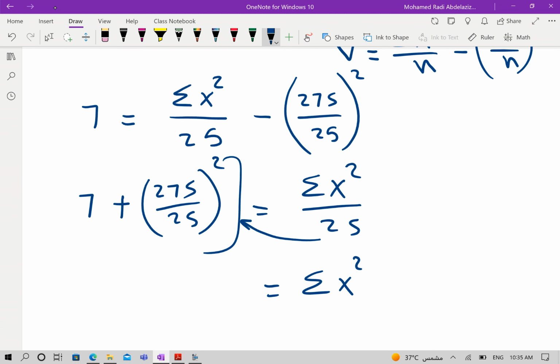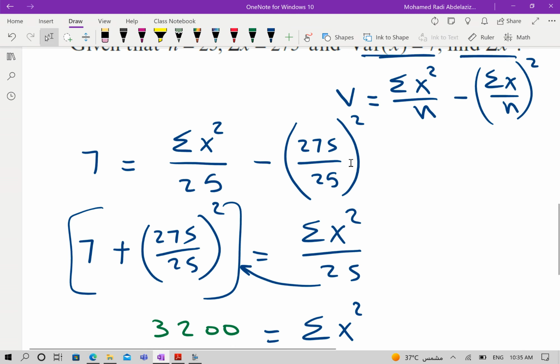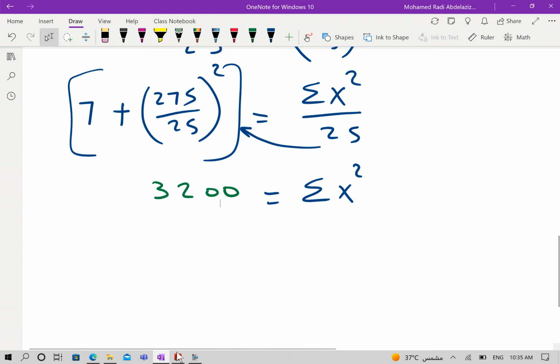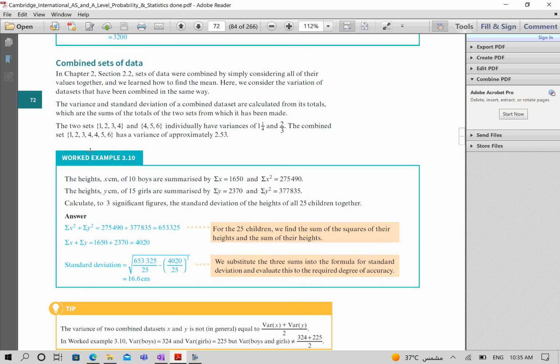Multiply all by 5. What is the final answer? Is it correct? 3,200, all of you? Agreed? 3,200, correct.